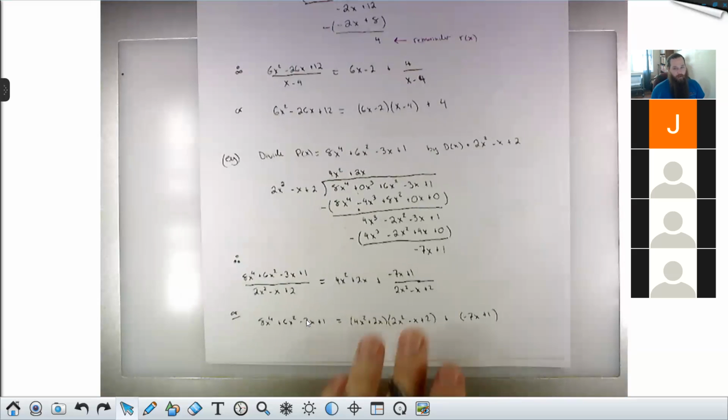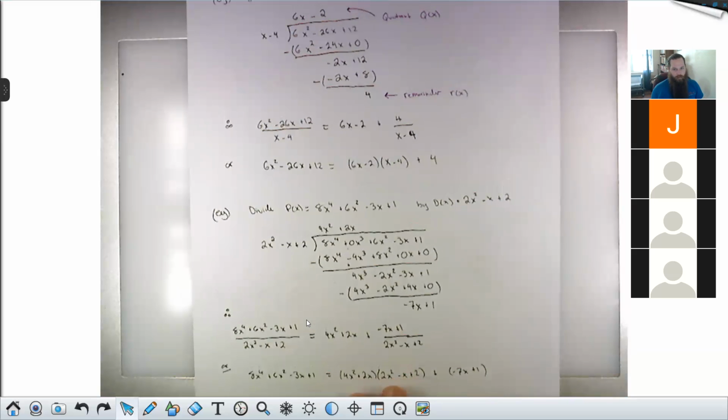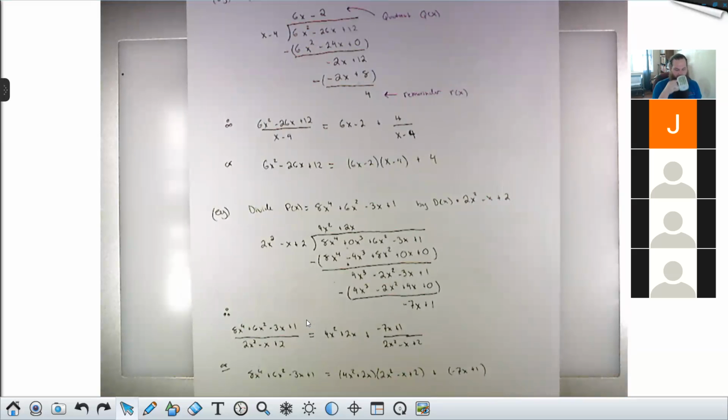So that's polynomial long division. And it's an important skill. It's a skill that you're going to need through the remainder of this chapter. And you'll use it in a handful of different places in the calculus sequence. There is a faster way. There's a way to do this with less writing. But it only works in a special case.